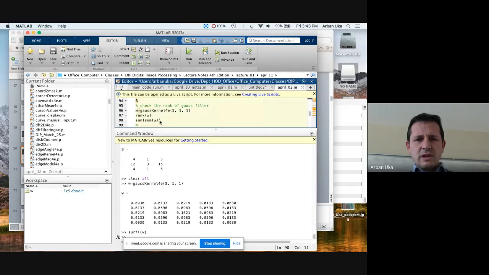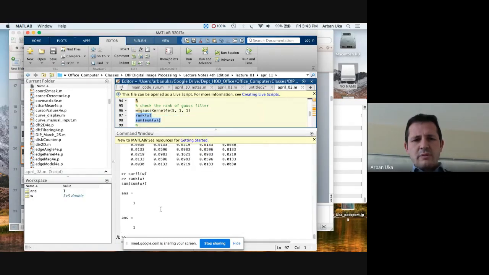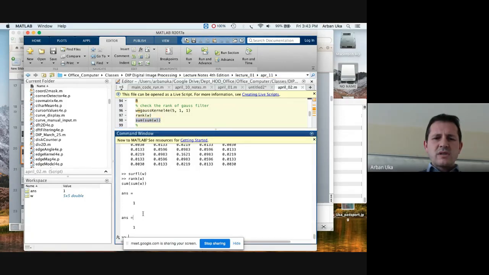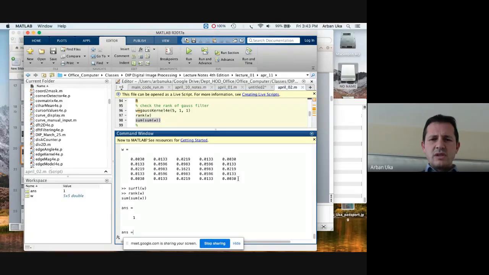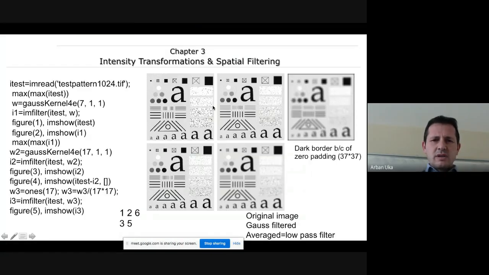And we care about two parameters. The first one is: what is the rank? Apparently the rank is 1. And if the rank of this Gaussian filter is 1, it looks like we are lucky, because we can decompose it into two vectors. Also, by using this function, sum of W, we can find the sum of all of these numbers that we see here. It looks like it's 1. It should be 1 because it should be averaged out. Okay, so this is something regarding the filters.